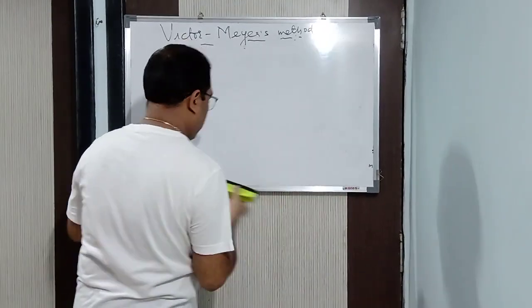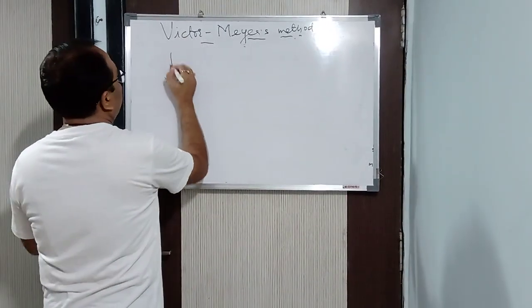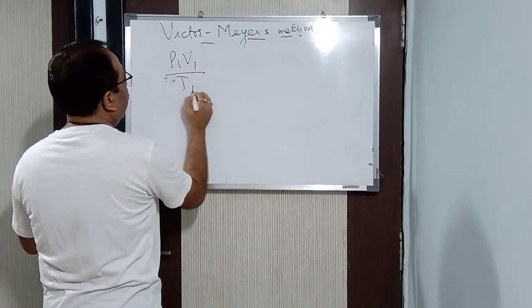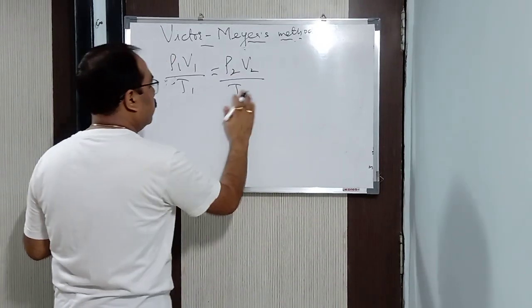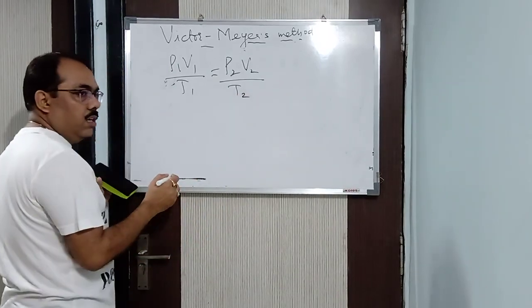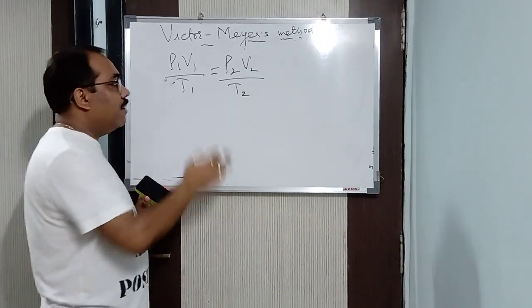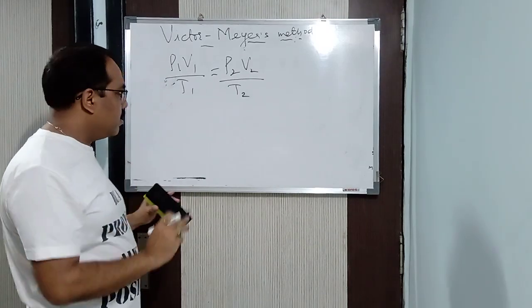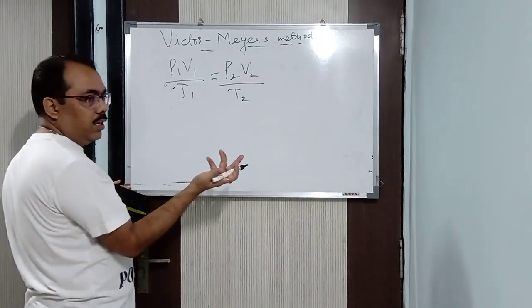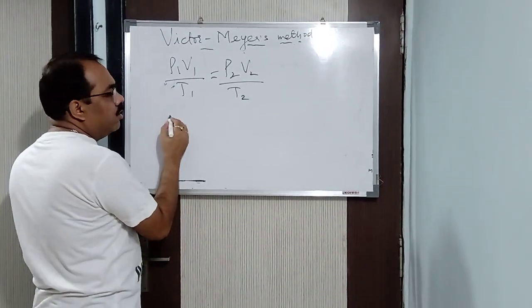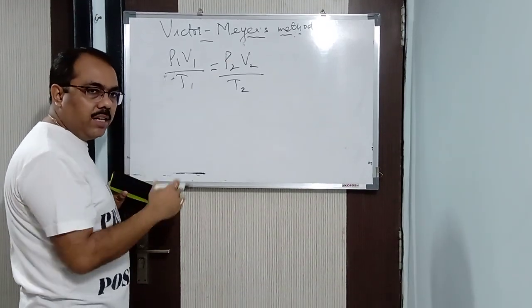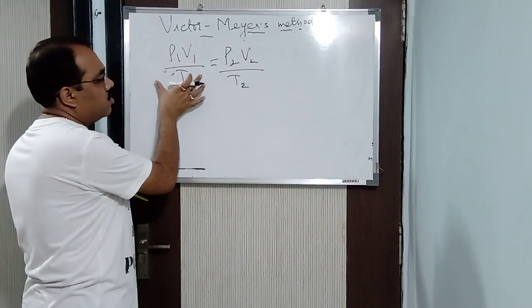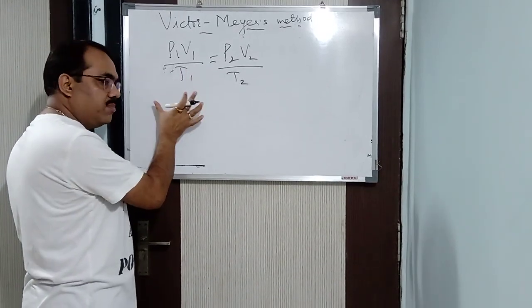See here. That is P1 V1 by T1 is equal to P2 V2 by T2. This is your perfect gas equation. This particular equation is also known as the combined gas equation. Now the question is, how do we get this particular equation? I am saying it in short to you. I will teach you in details in states of matter. In short, just to tell you from where I got the equation, hence I am saying it.